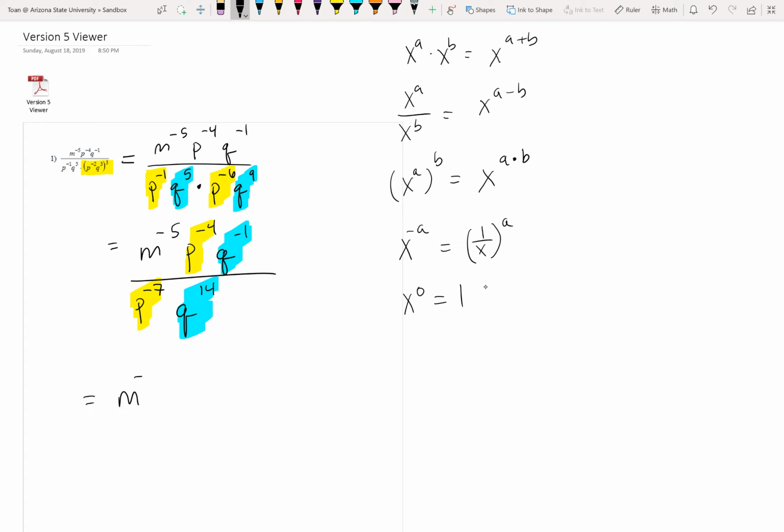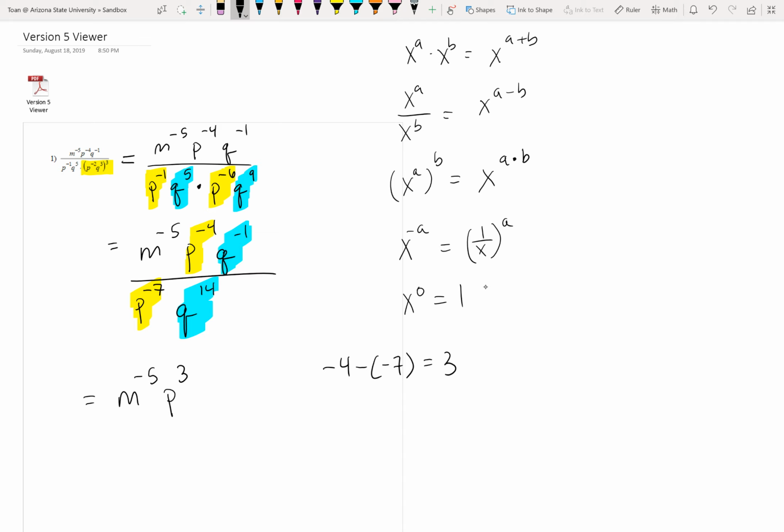The m I'm not going to touch. Next, I have the p's there. Now, I got the two exponents, negative 4 and negative 7. Technically speaking, negative 4 has a bigger value. So I'm going to do negative 4 minus negative 7, which gives me a positive 3. And because negative 4, the bigger number, was in the numerator, I'm going to put my answer p to the positive 3 in the numerator.